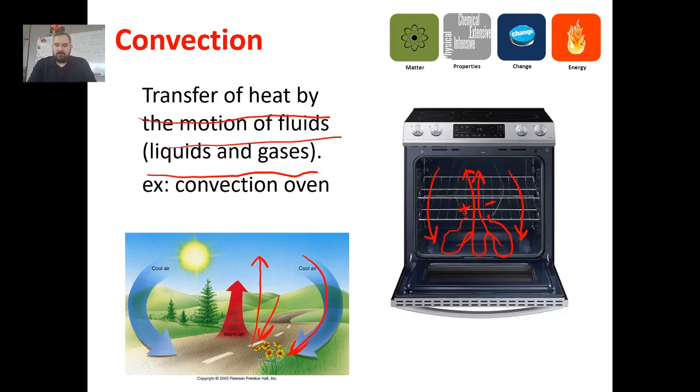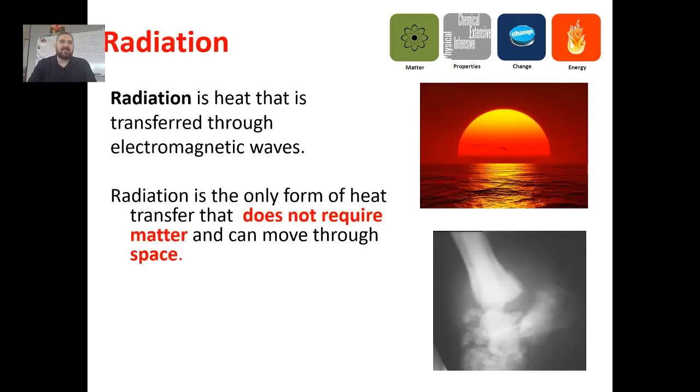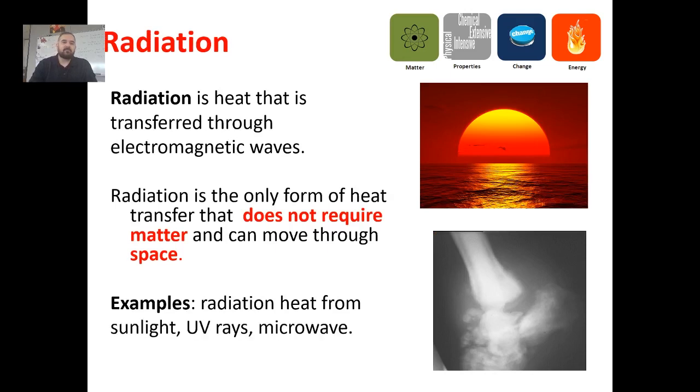All right, let's move on. So the last type is going to be radiation. And radiation is heat that is transferred through electromagnetic waves. One important thing to know about radiation, and this they test on every single year. So radiation is the only form of heat transfer that does not require matter. It does not require matter, which means radiation can travel through space.